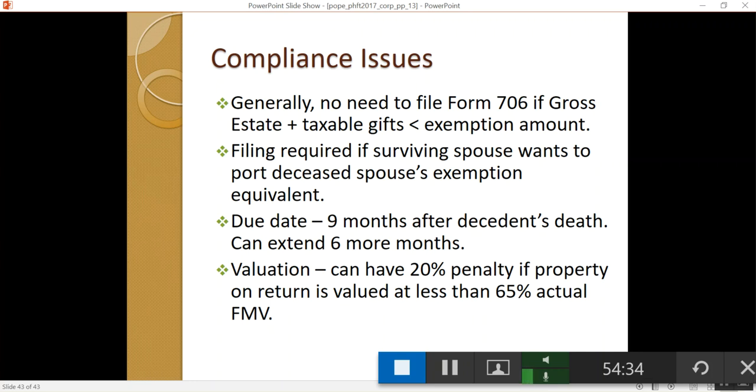Valuation: you can have a 20% penalty apply if the property on the return is valued at less than 65% of the actual fair market value. That's a special penalty, almost like an understatement penalty. There are also understatement penalties under 6662 that would apply in a corporate sphere, where if you're understating income by more than 20%, the understatement penalty could apply. In this case, if you're valuing your property 35% less than the actual fair market value, then you could end up with a 20% penalty.